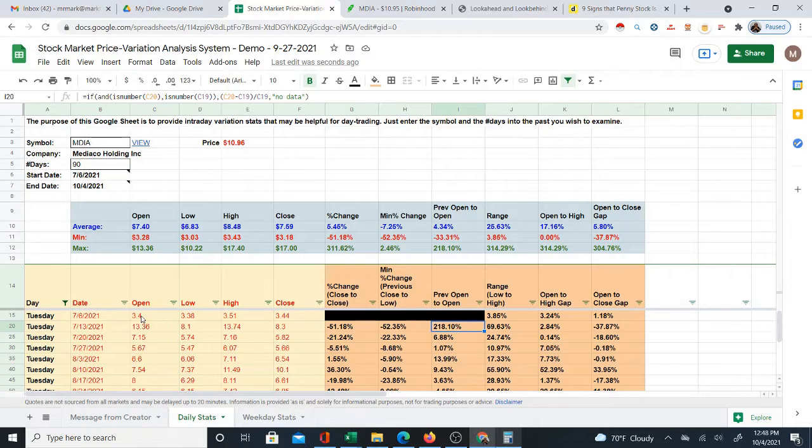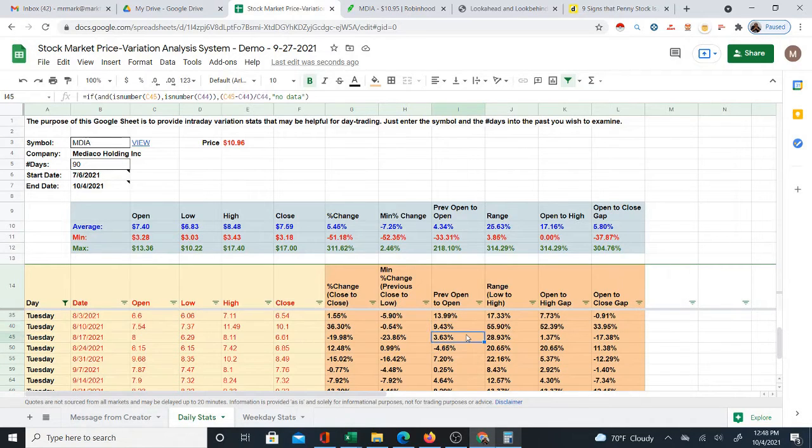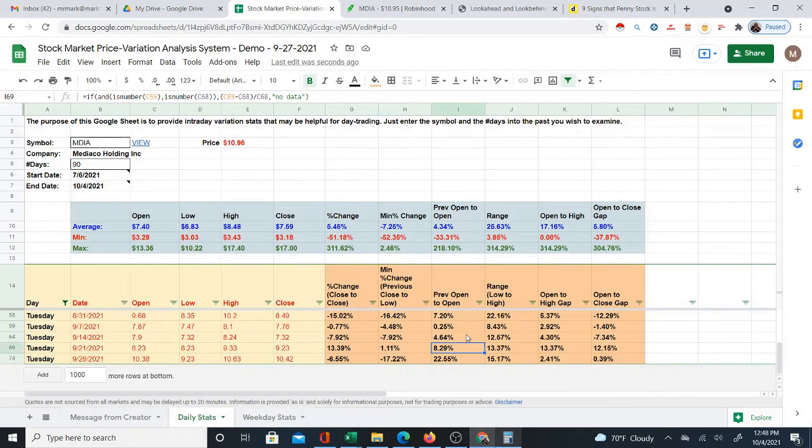218.10%. Because remember, I don't remember what the Monday price was, but it went up 218.10%. Here, 6.88%. Here, 1.07%. This Tuesday, open 13.99%. So what I'm seeing here is a lot of significantly large numbers. Remember, this is overnight. 9.43%, 3.63%. Here is a loss, minus 4.65%. Here, 7.2%, 0.25, a small gain, 4.64, 8.29, 22.55.